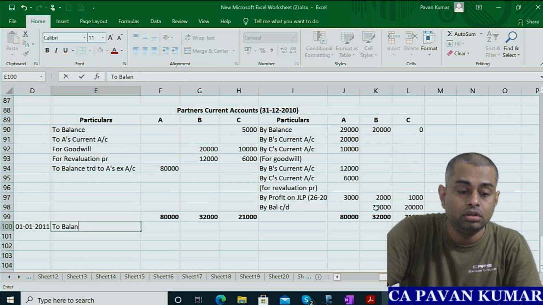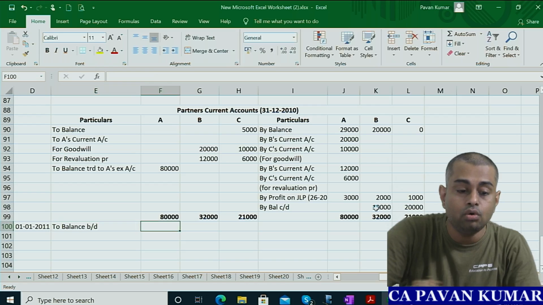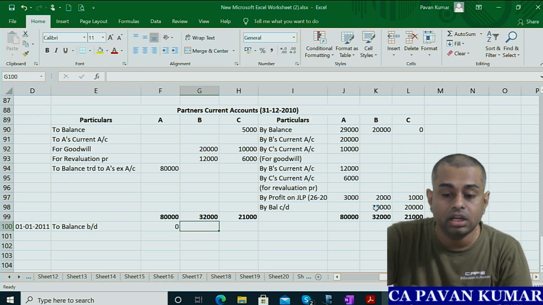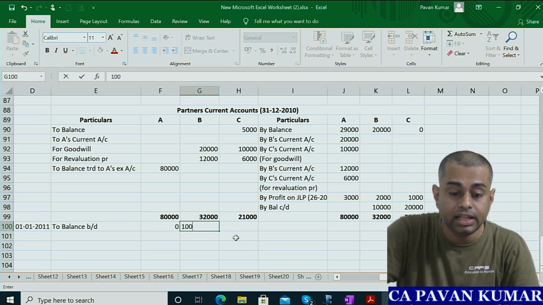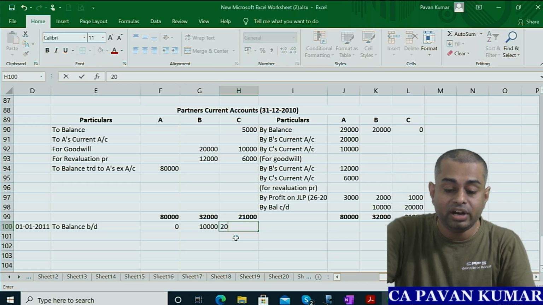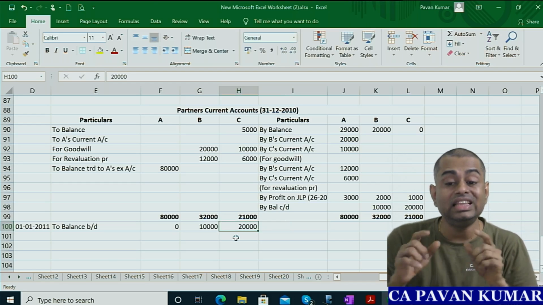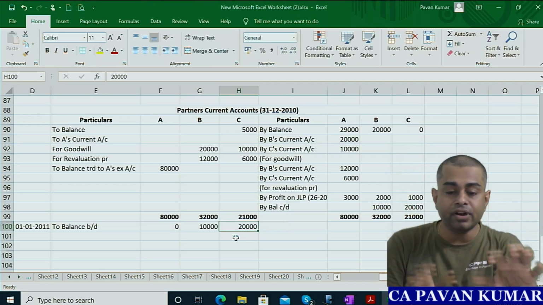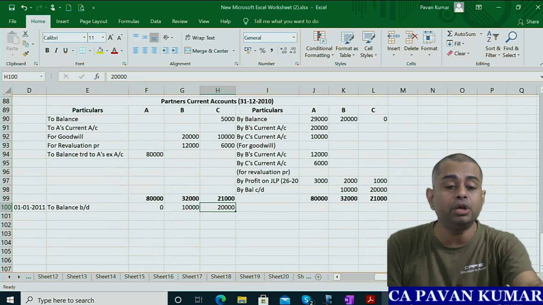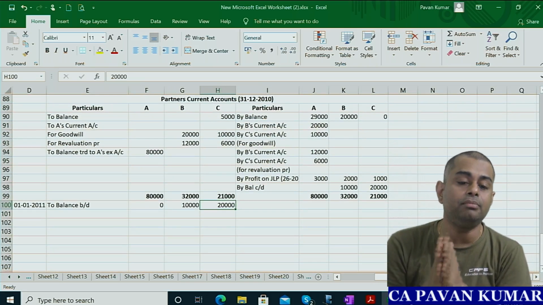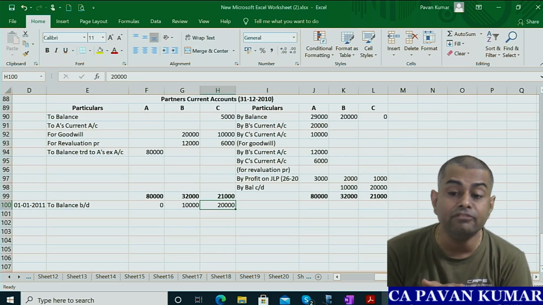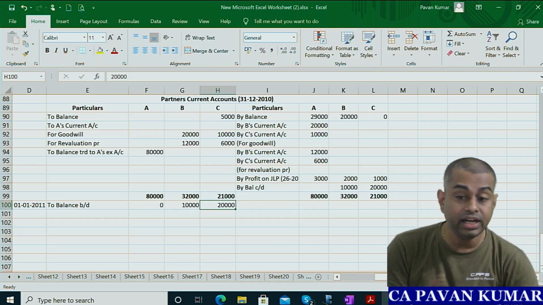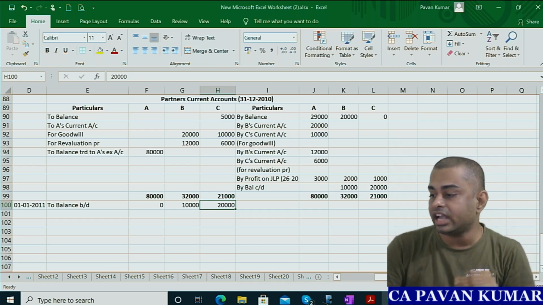So here we write on 1/1/2011, to balance brought down. 0, A died, poor guy. So he is no more, rest in peace. 10,000 for B, 20,000 for C. These are debit balances. That's it. So from this we understood that we need to give 80,000 to this gentleman, Mr. A. We need to pay 80,000 to Mr. A. So you understand this? Read it carefully once. Take 1 minute of time, read it carefully.